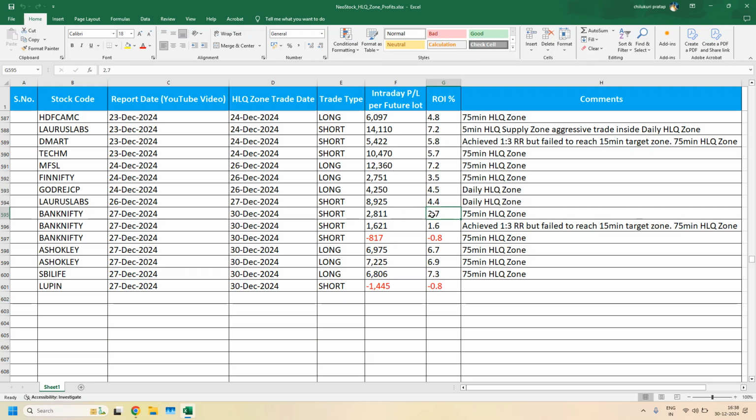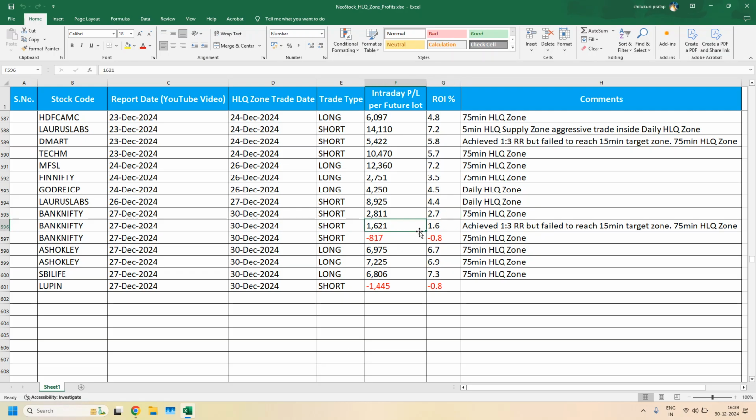Especially in indices many times, the Nifty, Bank Nifty, Fin Nifty, or Nifty Next 50, all these indices, the ROI is less. Mostly we get average ROI of 6%, 4%, in the majority of those trades. But this is too less. But okay, profit is a profit. This is a good profit from an intraday trader's point of view. But from the HLQ zones point of view, it's less than our 6% average ROI.